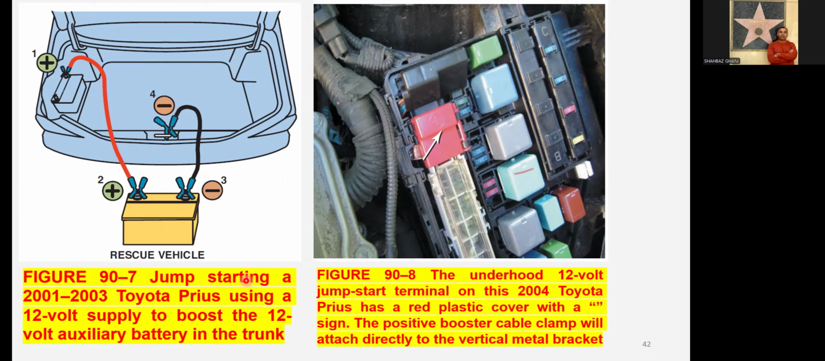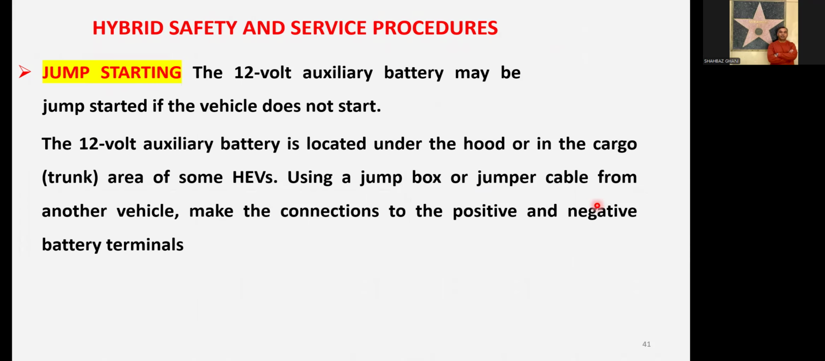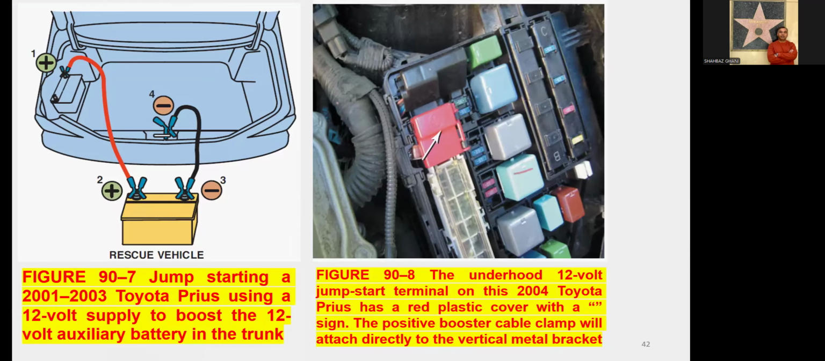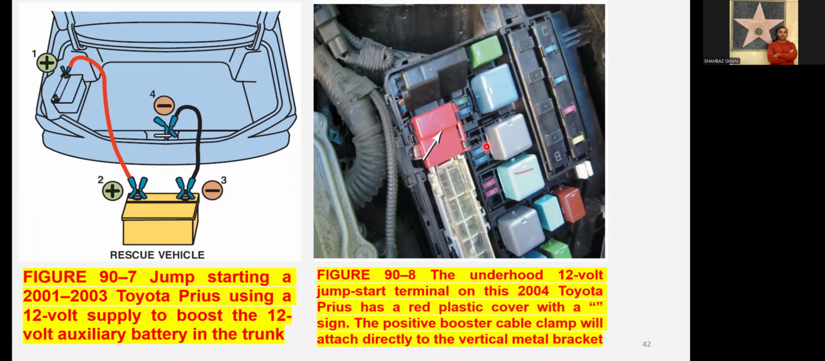So jump starting this type of Toyota Prius, using a 12-volt supply to boost the 12-volt auxiliary battery in the trunk. Basically, here is the circuit and this red portion. Now, under this hood, we have this 12-volt start terminal on this Toyota.